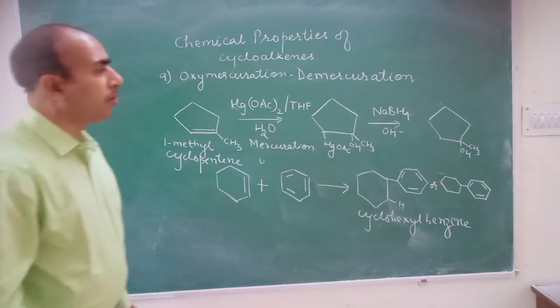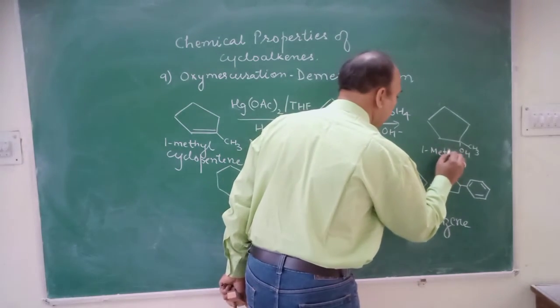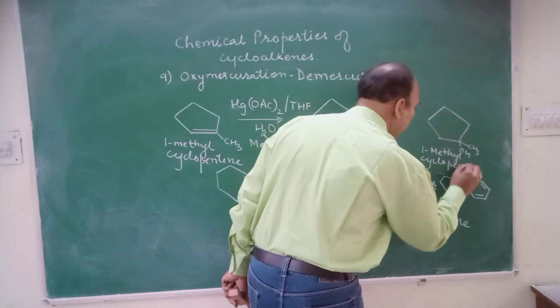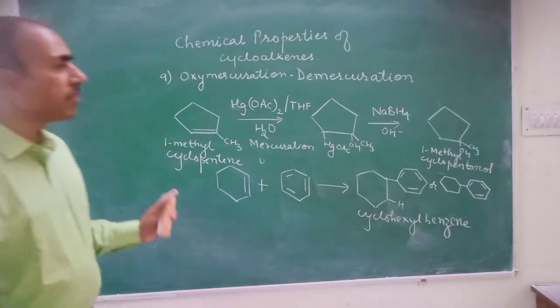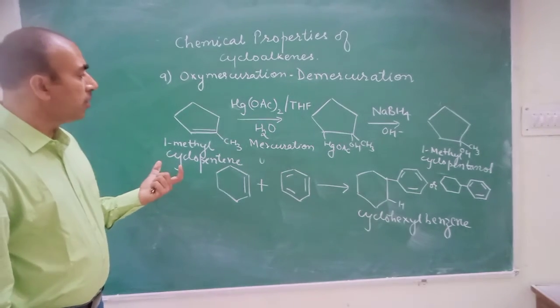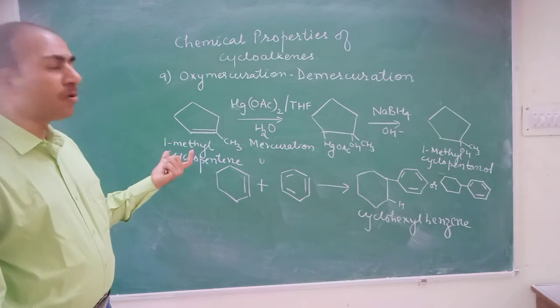See, this is the product obtained, that is 1-methyl cyclopentanol. The reaction is occurring by Markovnikov's addition only. Finally, what we see by mercuration and demercuration, there is addition of a water molecule by Markovnikov's rule only.